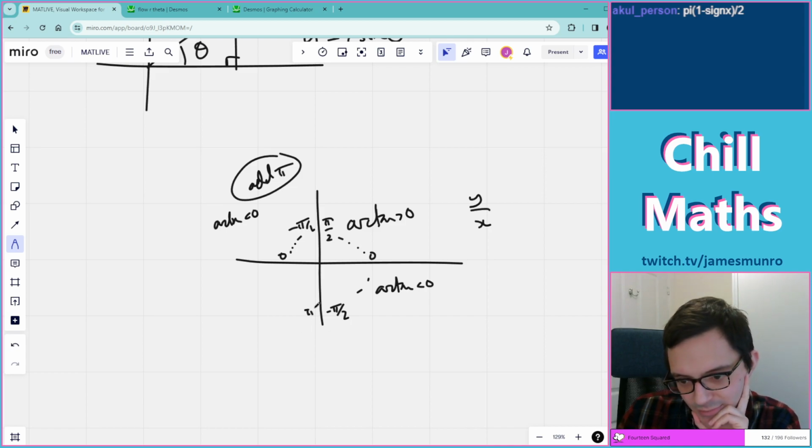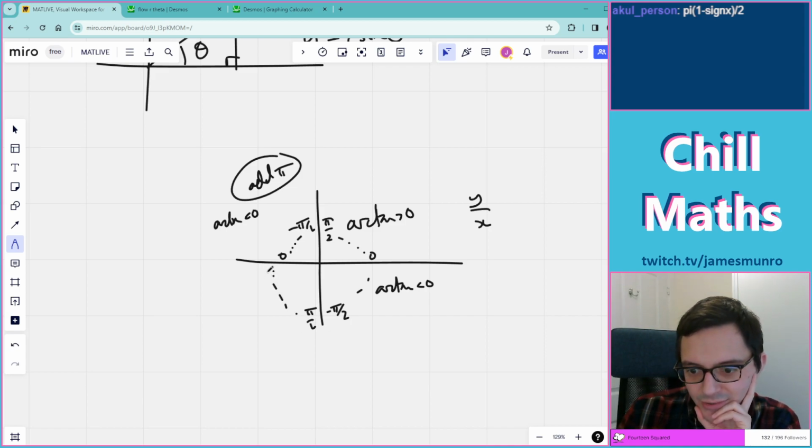And over here, it's doing something similar. It's doing pi over 2 down to 0 over here. So over here, I wanted to subtract pi. Subtract pi, maybe? Would I be happy with adding pi? So it's out by 2 pi.